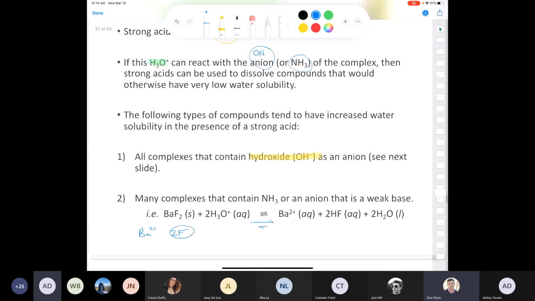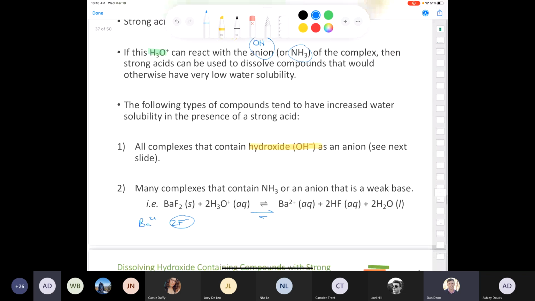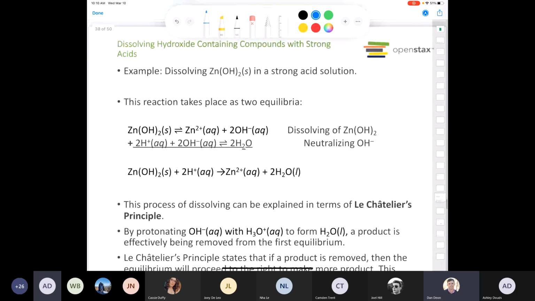Here's that example of an acid reacting with a hydroxide anion. Let's say you have some zinc(II) hydroxide. So that's this compound right here. What happens when you put zinc(II) hydroxide in a strong acid solution? Well, first of all, it's an insoluble compound, but it's going to give you some zinc and some hydroxide. But what if we put it in strong acid? Well, the acid, which we have drawn here just as H+ instead of H3O+, can react with the hydroxide to form water. Let's take a look.